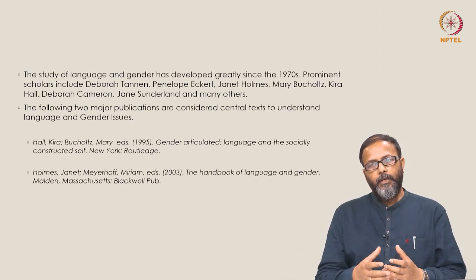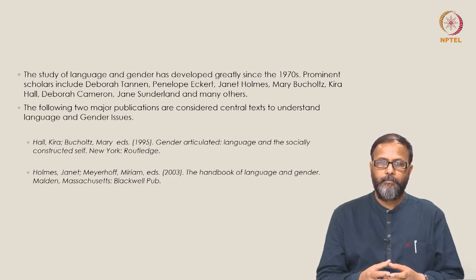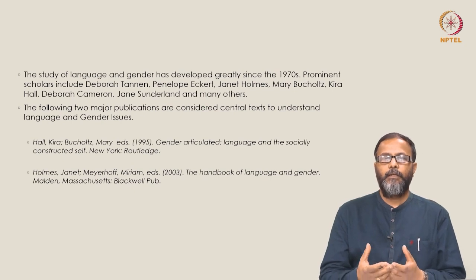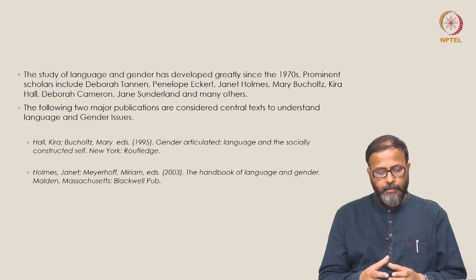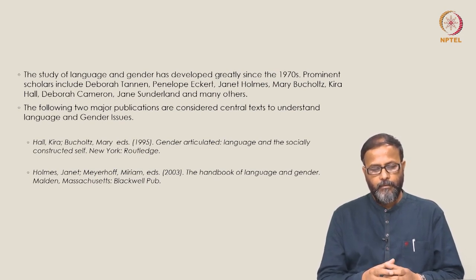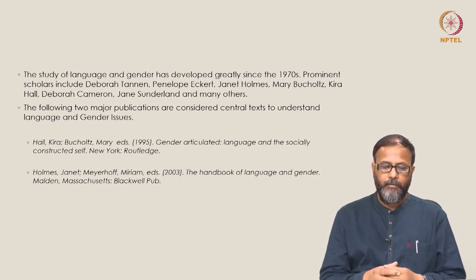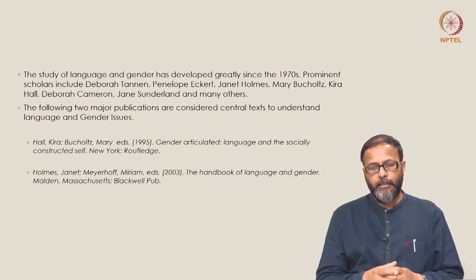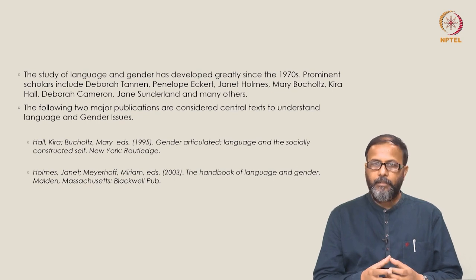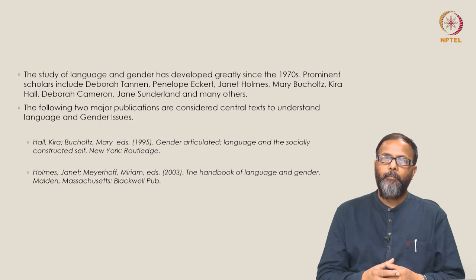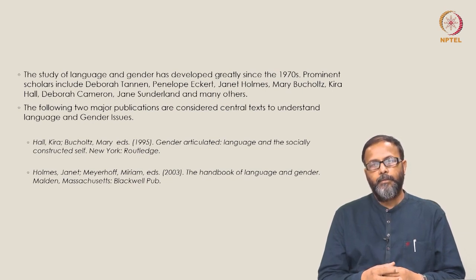If you want to go deeper into this idea, you can look at two important publications which are considered central texts in understanding the relationship between language and gender. Number one, an edited book by Kira Hall and Mary Bucholtz, published in 1995, Gender Articulated: Language and the Socially Constructed Self, by Routledge, New York. Another central text is an edited volume by Janet Holmes and Miriam Meyerhoff, 2003, The Handbook of Language and Gender, Blackwell Publication, Massachusetts.